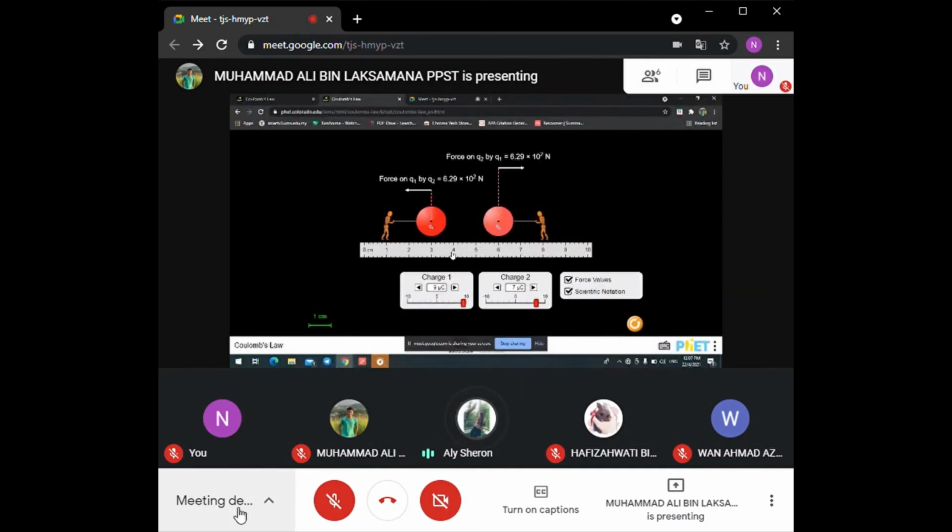Next, charge 1 is set to 6 microcoulomb and located at 1 centimeter. Charge 2 is set to 10 microcoulomb and located at 3 centimeter. The force of charge 1 on charge 2 is 1.35 times 10 exponent 3 Newton, and the same goes for the force of charge 2 on 1. From the simulation, the force is repulsive.